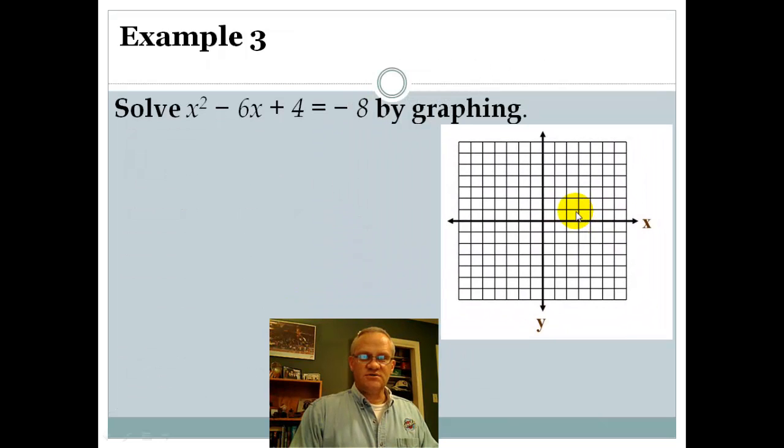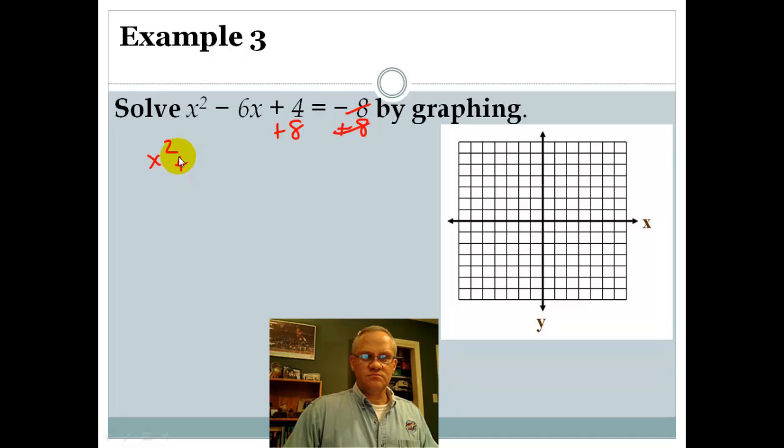All right, example 3. Once again, you notice, hey, I've got a minus 8 over here. So let's go ahead and move it over. Plus 8, plus 8. This is going to give us x squared.